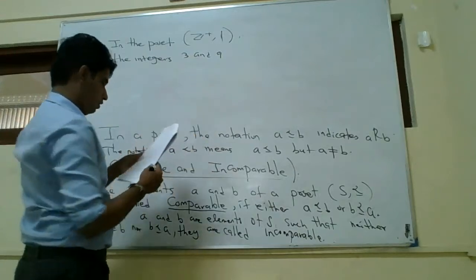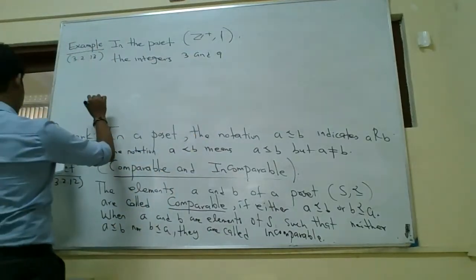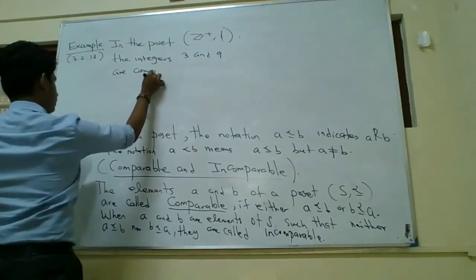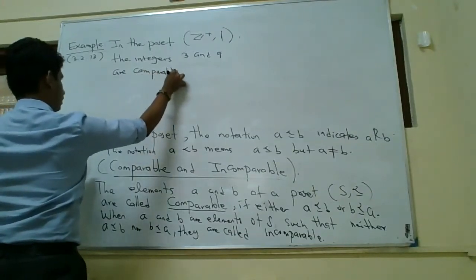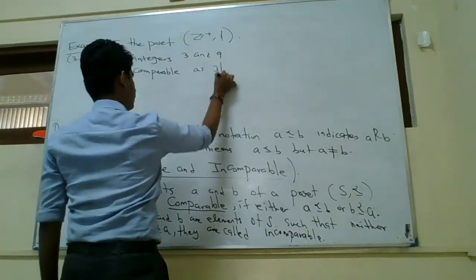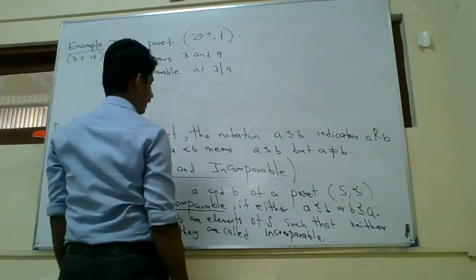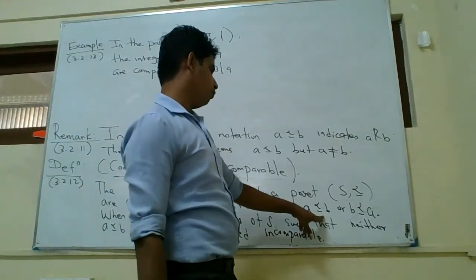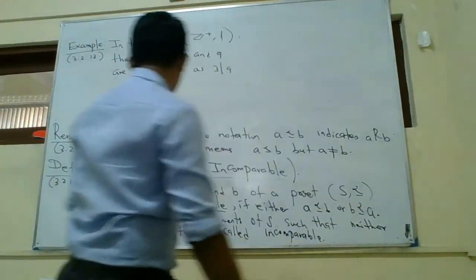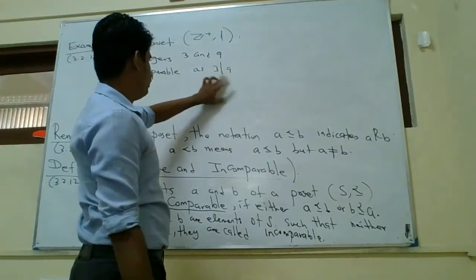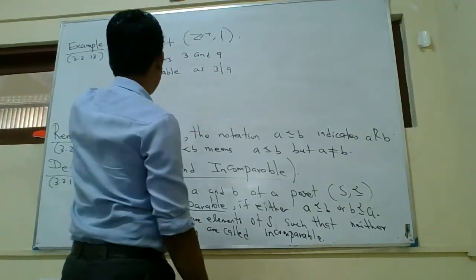Why? 3 and 9 are comparable. Why? Because 3 divides 9 is possible, but 9 divides 3 is not possible. Either one is okay. Either this one possible or this one possible, then comparable. Here 3 divides 9 is possible because 9 equals 3 times 3, but 9 divides 3 is not possible. This one is possible, so it's comparable.